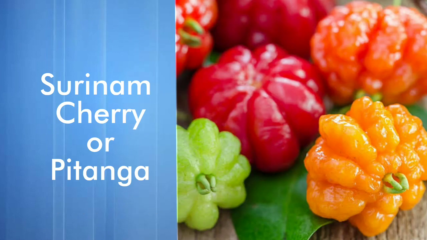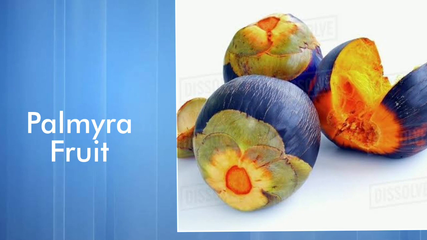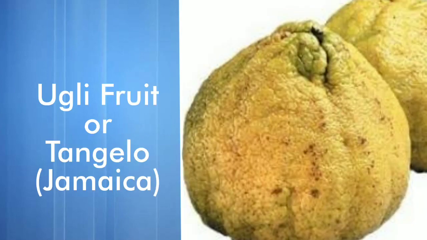Suriname cherry or pitanga. It is Suriname cherry or pitanga. What is it? Palmyra fruit. It is Palmyra fruit. What is it? Next we have ugly fruit or tangelo. It is in Jamaica. What is it? It's an ugly fruit, as it is looking ugly.